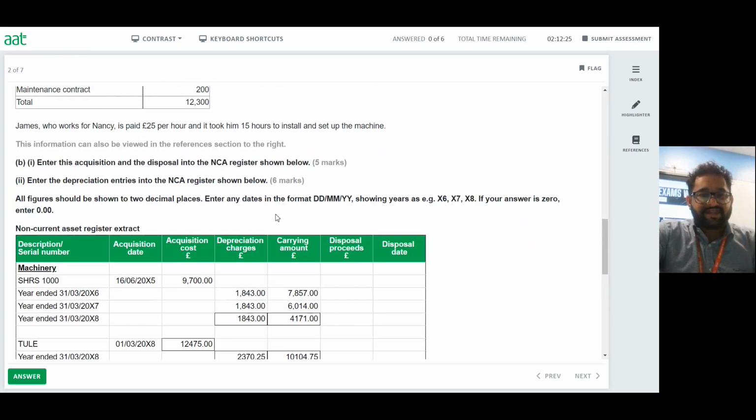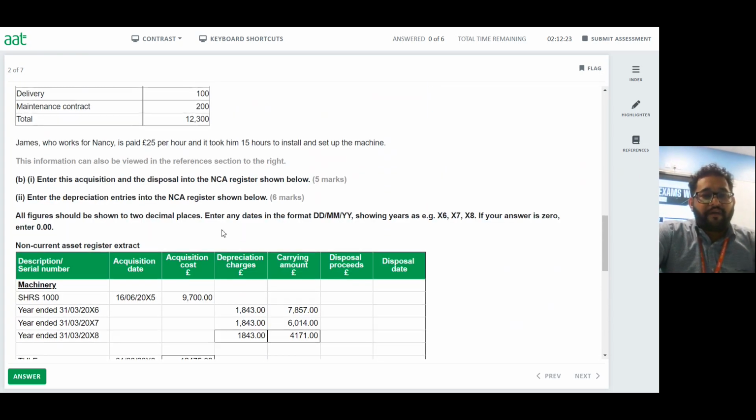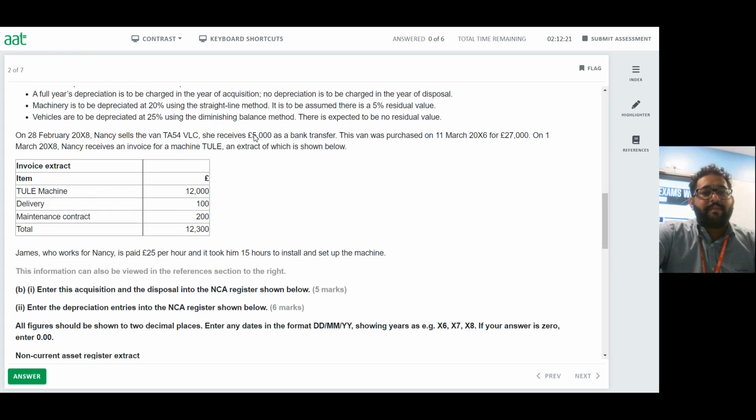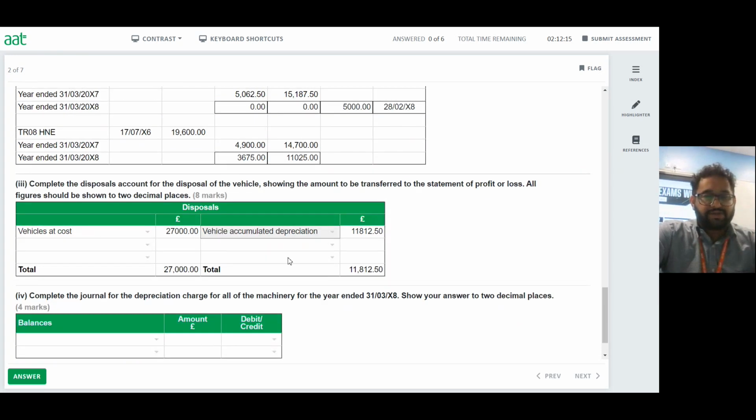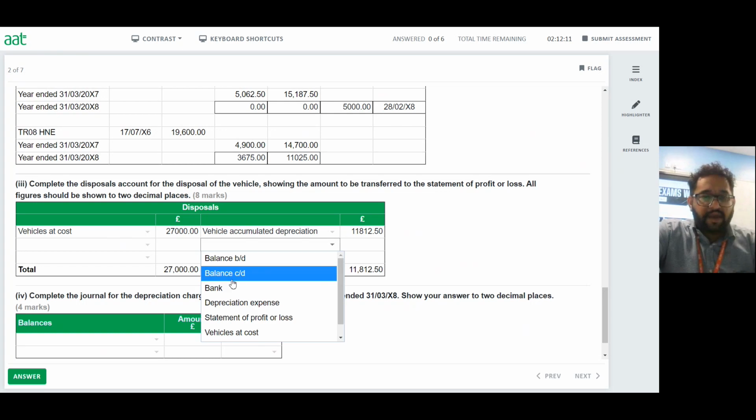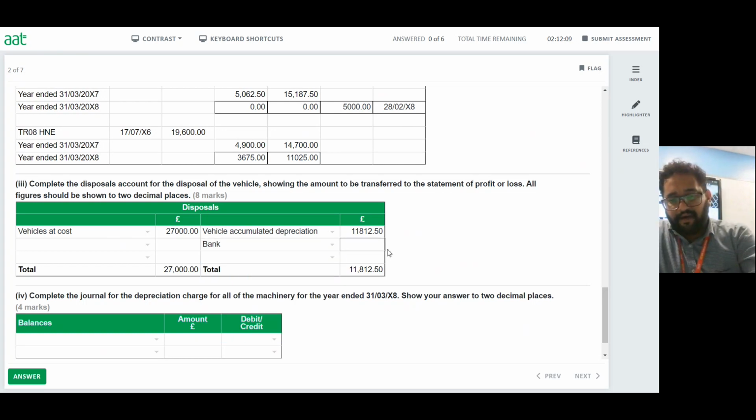And then they have said they have received £5,000 via bank transfer when we sold it. This is not a part exchange. Therefore, we received £5,000 into the bank. It is a debit entry into the bank, it was money coming in. Here it will say bank credit £5,000.